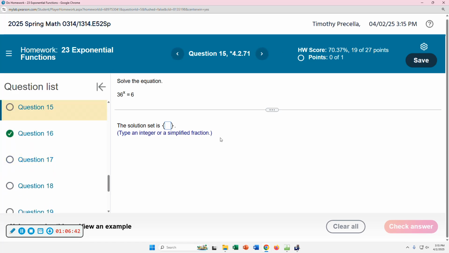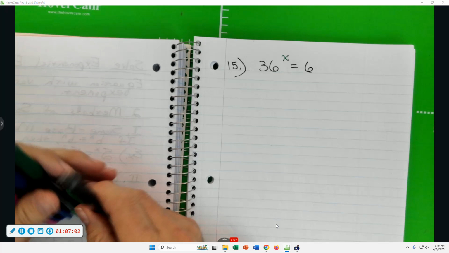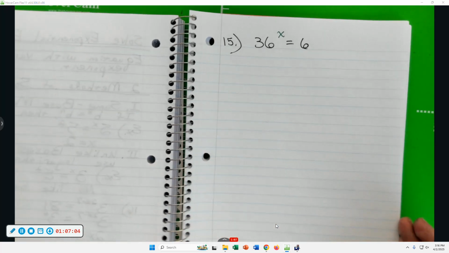Solve the equation 36 to the x is equal to 6. This is number 15. 36 to the x is equal to 6. I have two different bases here. What are they?